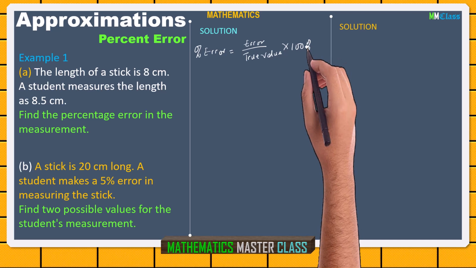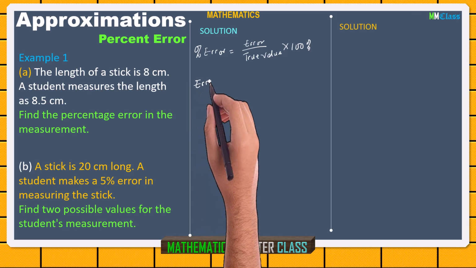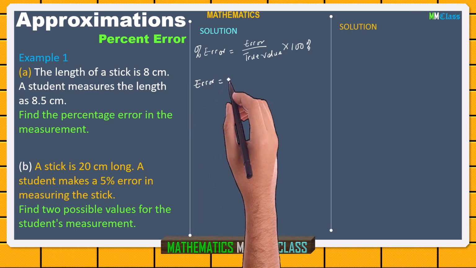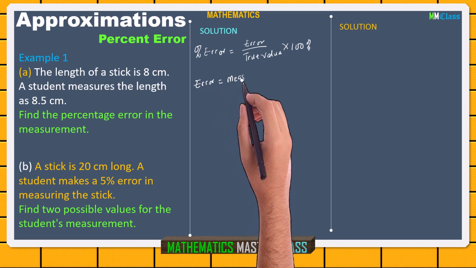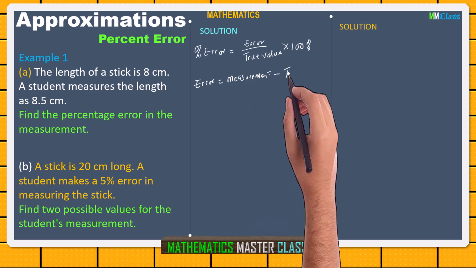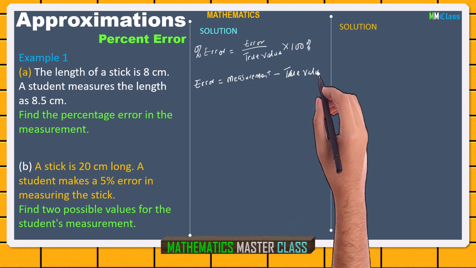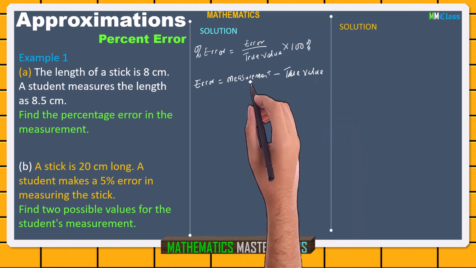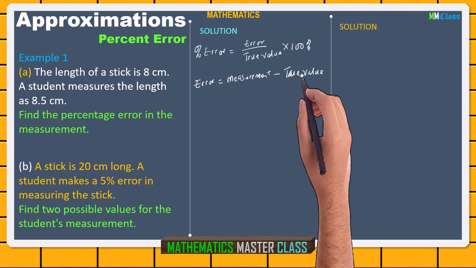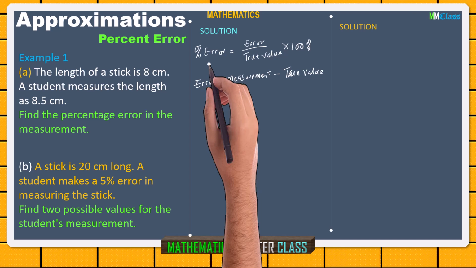Now, what is our error? Error is equals to measurement minus true value. So we'll be abbreviating this. For measurement we can use M, true value we can use TV, error we can use E, and then percentage error we can use percentage E. This is what we are going to use going forward.